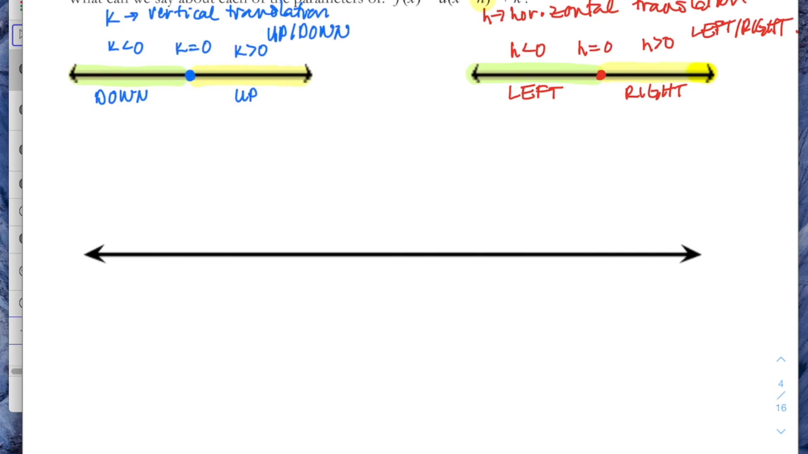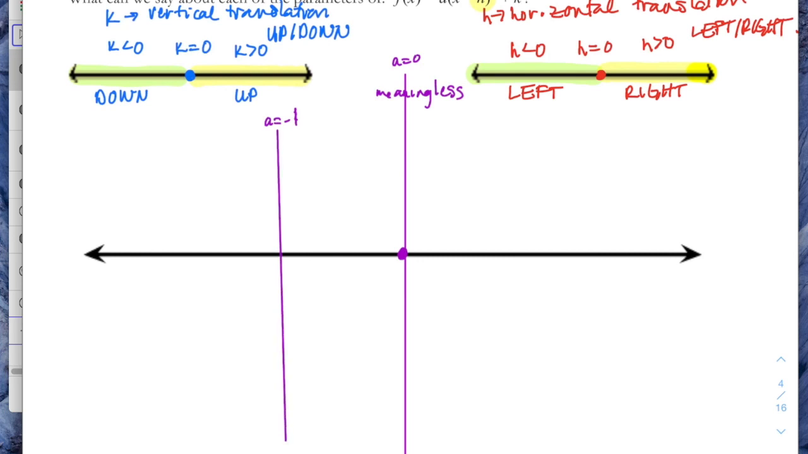Okay, so now let's get into the A value, which actually requires quite a bit of analysis. So what I'm going to do is actually divide this into a few regions. So when A is 0, this is actually meaningless. Okay, and that's because, as we saw in that simulation, it just becomes a flat line. But then we also have to worry about when A is -1 and when A is 1.